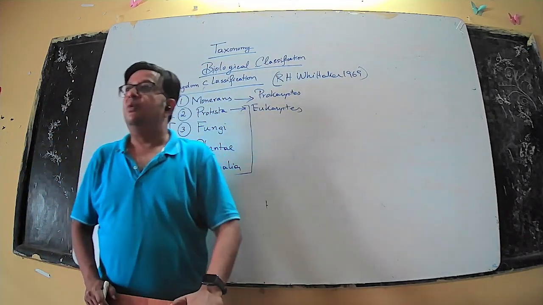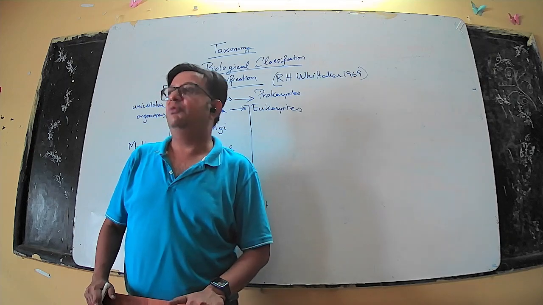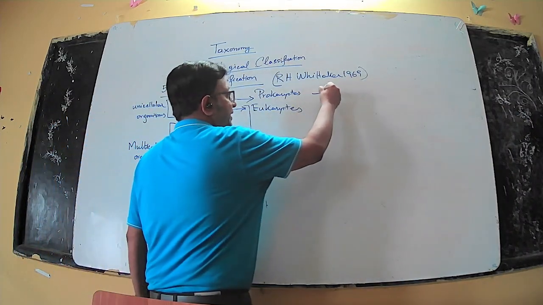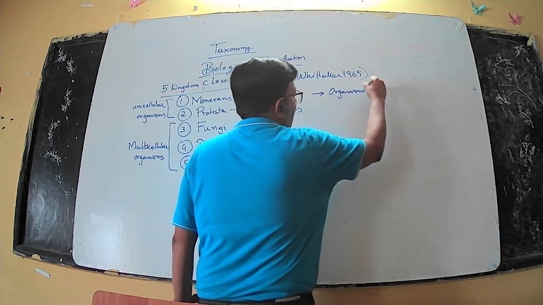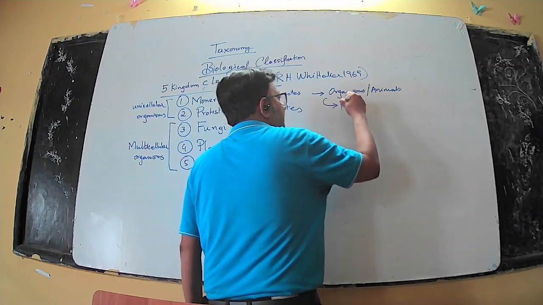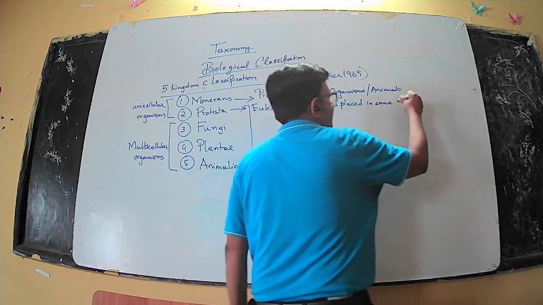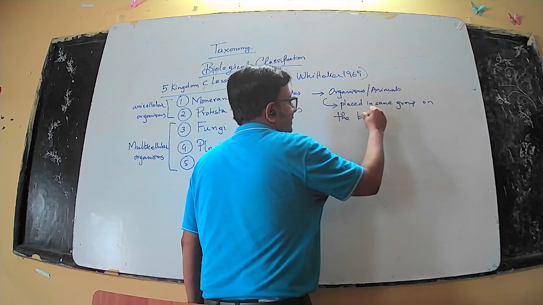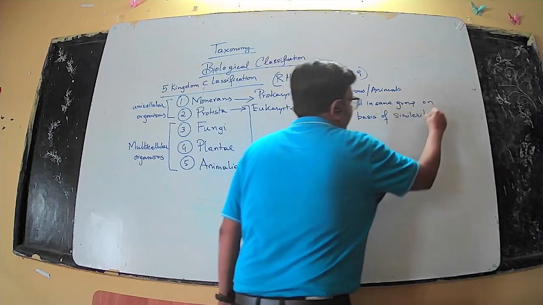Now, why do you need to classify animals? What is the reason for classifying animals? And what is classification? Biological or zoological classification is the process by which organisms, animals or plants or whatever, are placed in the same group on the basis of similarity in character.